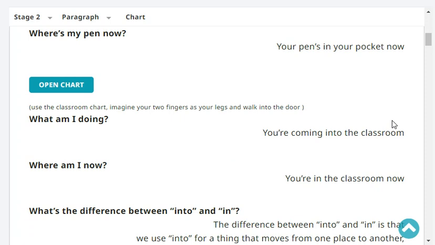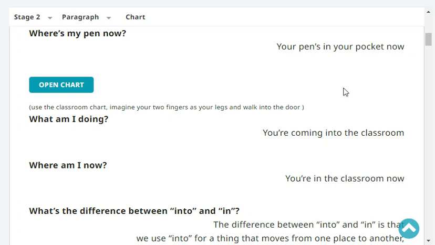What am I doing? You are coming into the classroom. Very good. Where am I now? You are in the classroom now. What's the difference between into and in?